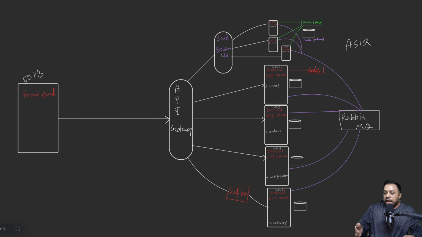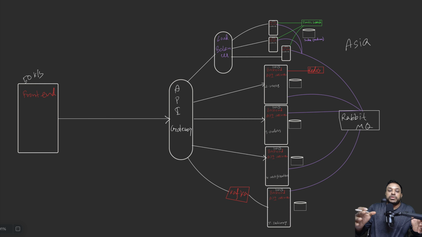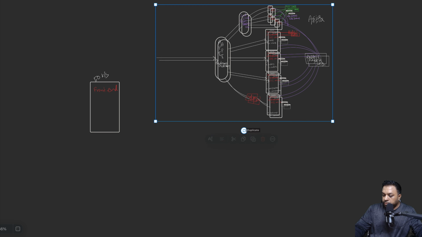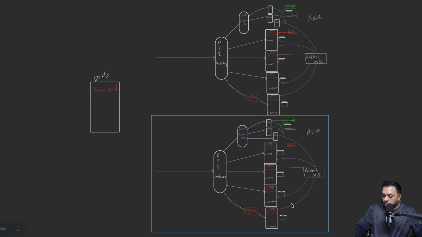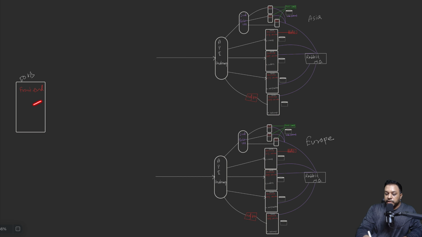So what is done basically is that the same architecture can be hosted in a different region, like Europe. So let's host it in Europe. This is in Asia. Now we need one in Europe. So this is in Europe. Now, when the request is sent, where will it go? Will it go to this region or this region?